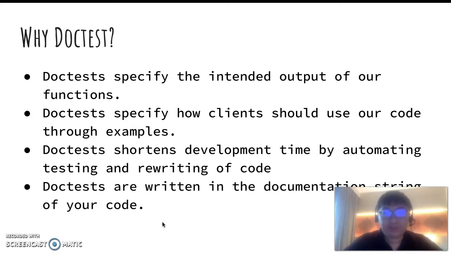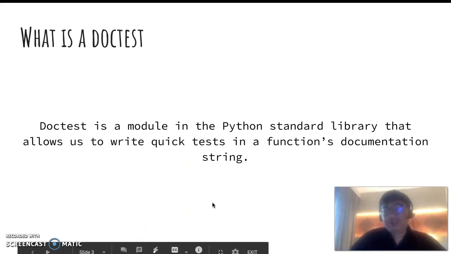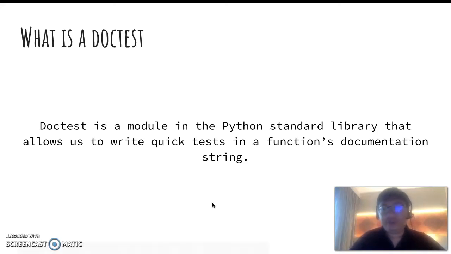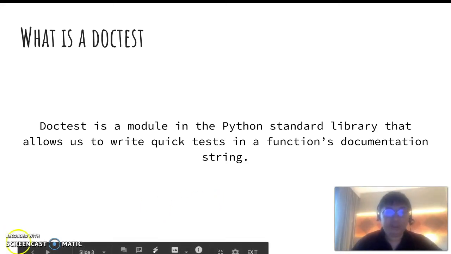Doctests are written in the documentation string of your code, so they are near to you when you're actually implementing the particular algorithm and when you are writing your function. So what is a Doctest? Doctest is actually a module in the Python standard library that allows us to write quick tests in the function's documentation string. So you don't have to write a separate module in order to write out a test, just like the unittest module requires us to do so. Doctests are a quick and easy way to actually write tests for your Python functions.